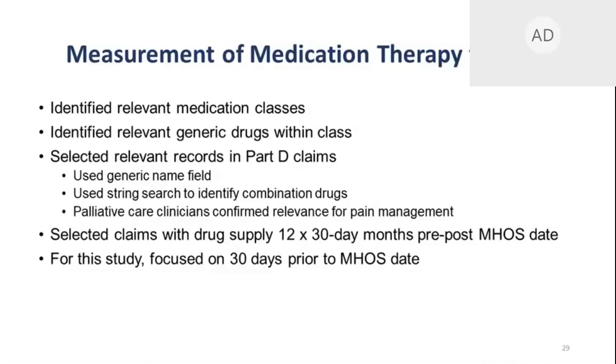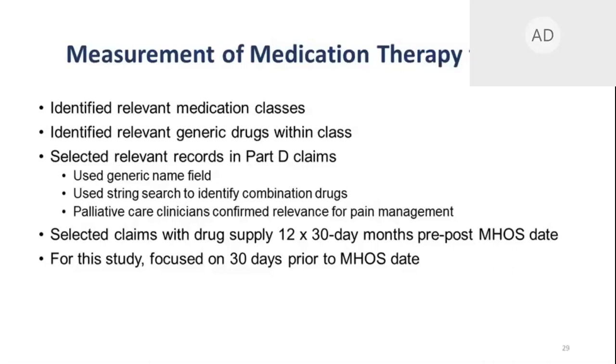Now, once you know the type of drug you're looking for, you can either use NDC codes or generic drug names to identify the actual claims. We decided to use the latter. We used the generic name field for the drugs. We used string search to identify combination drugs. And then our palliative care clinicians confirmed the relevance for pain management, particularly when we had combination drugs.